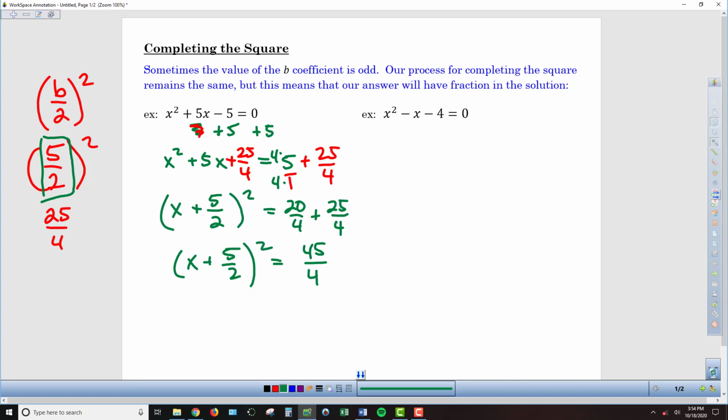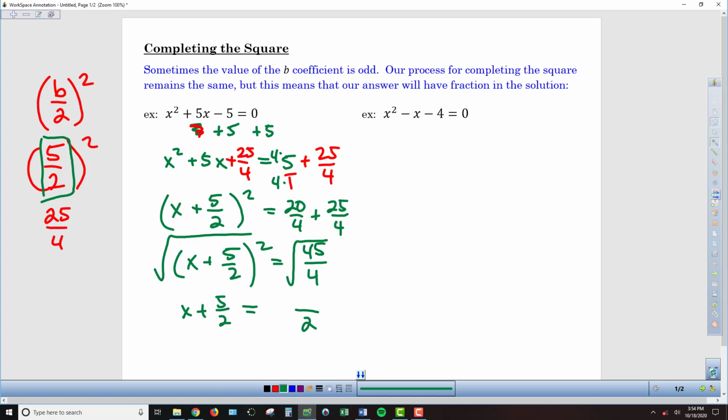So now at this point we're ready to take the square root of both sides. And so on the left hand side, the square and the square root cancel each other out. So I'm just left with x plus 5 halves. On the other side, I'm going to take the square root of the top and the bottom separately. So the square root of 4 is 2.